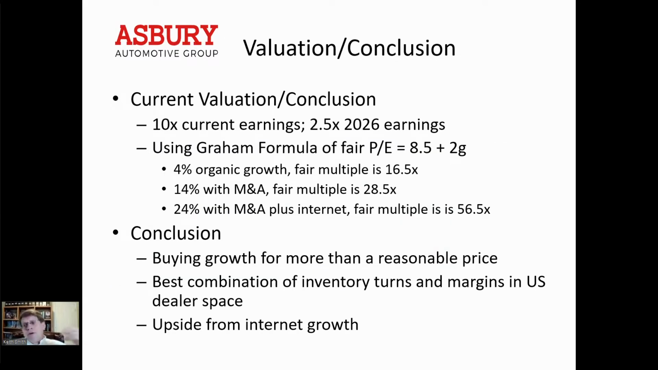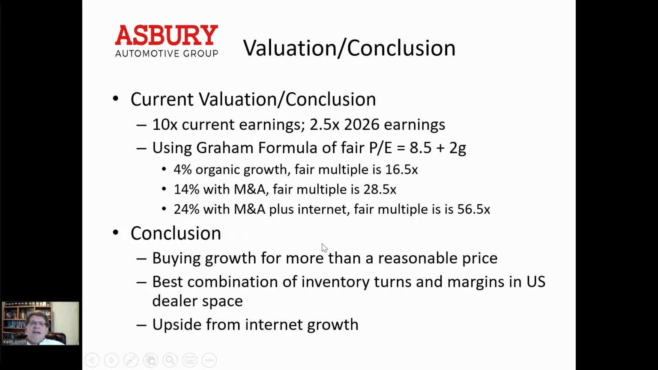So we'll conclude in terms of Asbury here. The current valuation is roughly about 10 times earnings, 2.5 times 2026 earnings, as we showed in the model previously. We use the Graham formula for a fair valuation. If we assume just 4% organic growth, we get about a 16 times multiple. With 14% growth from M&A, you get roughly a 28 multiple as fair. If you add the internet in there, you get 24% growth, which is about what they've historically been. Again, this is looking 5 to 7 years out, and you get about a 56 multiple.